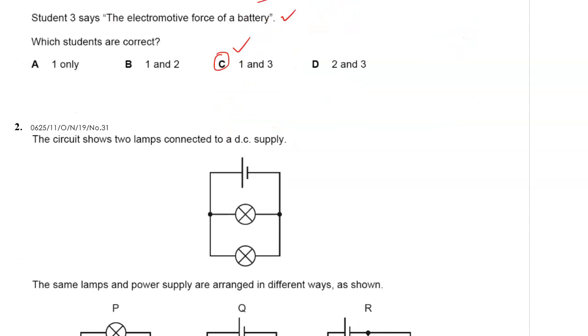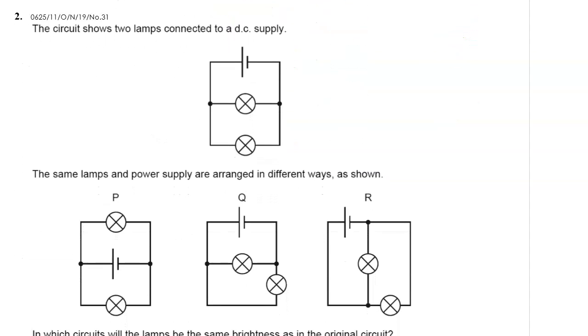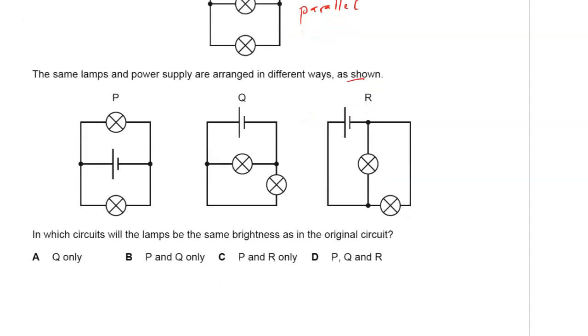All right, question number 2. Question number 2 was from variant 1, question number 31. The circuit shows 2 lamps connected to a DC supply. DC supply is a battery. This kind of connection is parallel. We all know that. And some lamps and power supply are arranged in different ways as shown. In which circuit or circuits will the lamps be the same brightness as the original circuit?